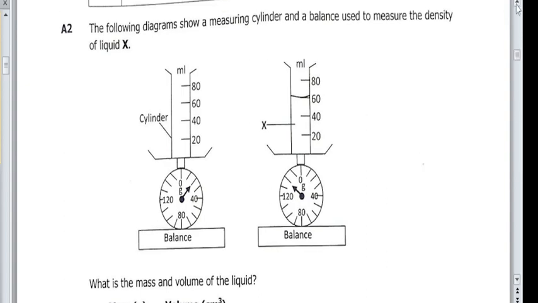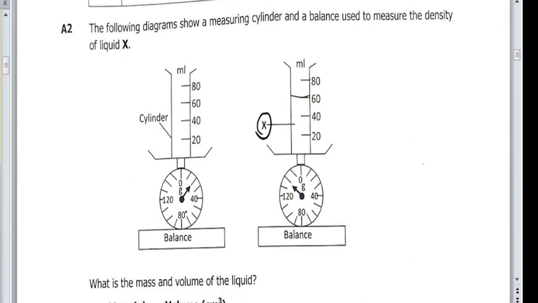So the following diagrams show a measuring cylinder and a balance used to measure the density of liquid X. So we have a liquid here, and that liquid is liquid X. Then the question is asking us what is the mass and volume of the liquid. Before we look at the multiple choices, let us try to find the mass and the volume. So we have a beam balance here. Then we have a measuring cylinder.